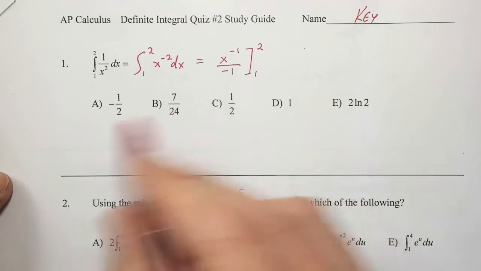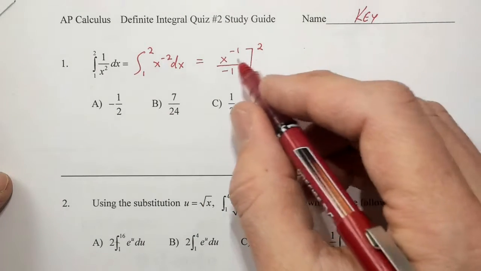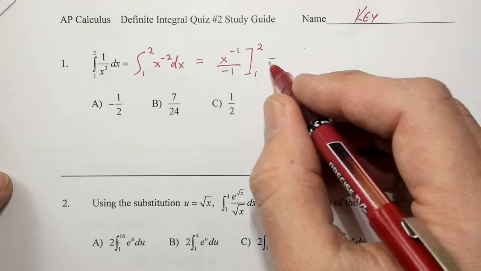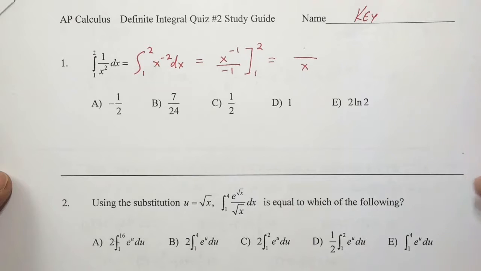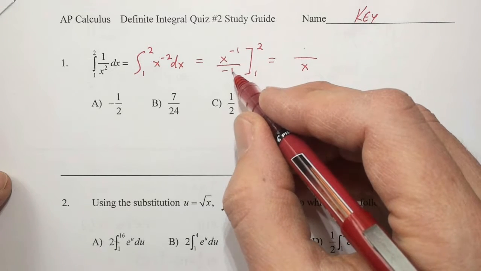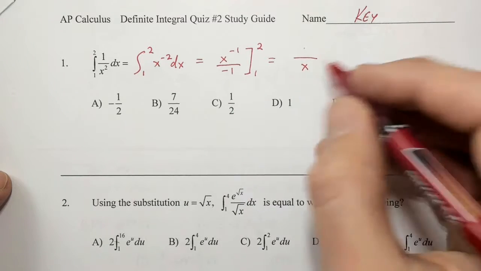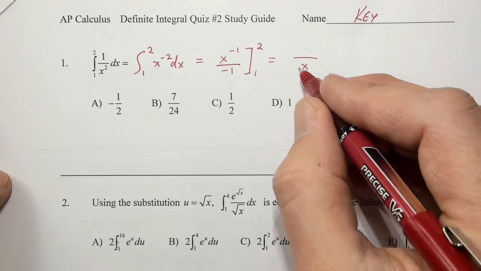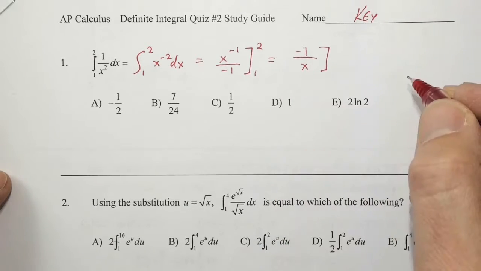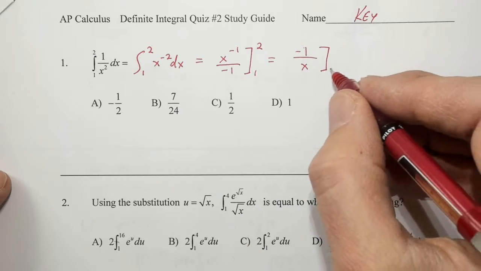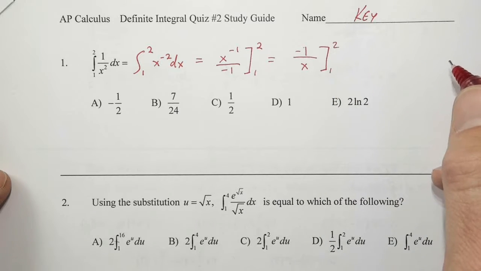Now we don't see any negative exponents in our answers, so it's probably best to rewrite our antiderivative. X to the negative 1 can be moved down into the denominator, and the 1 doesn't matter, but the negative sign does, so we need a negative somewhere. You can have it out front, in the denominator, or up in the numerator. It doesn't really matter, but you do need a negative somewhere: negative 1 over x. Again, that's being evaluated from x equals 1 to 2.